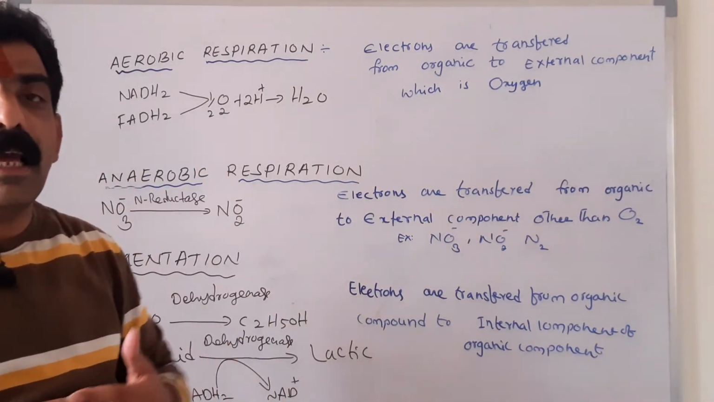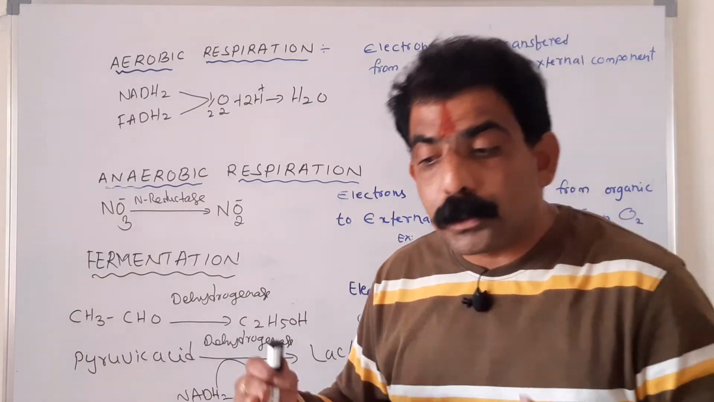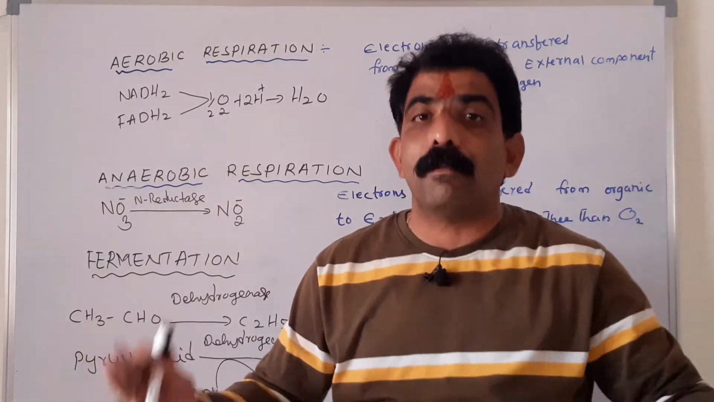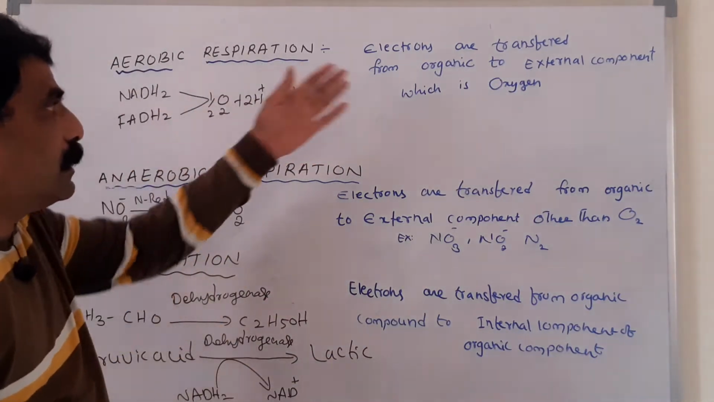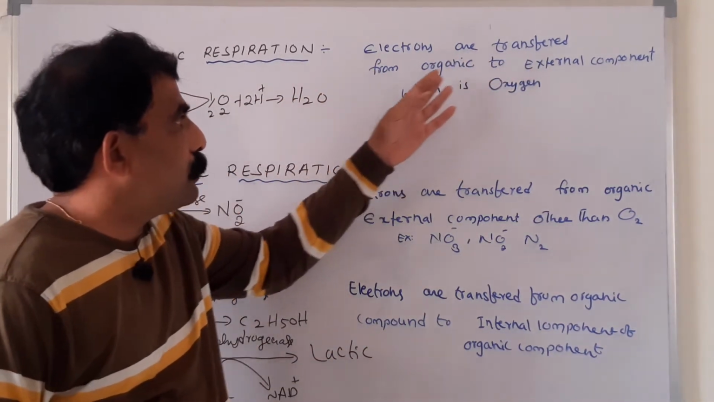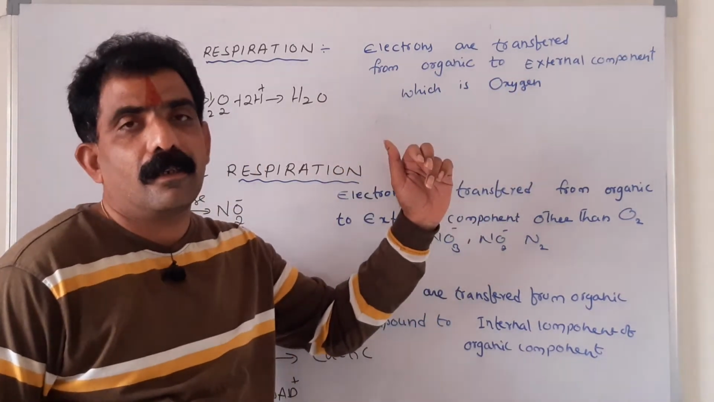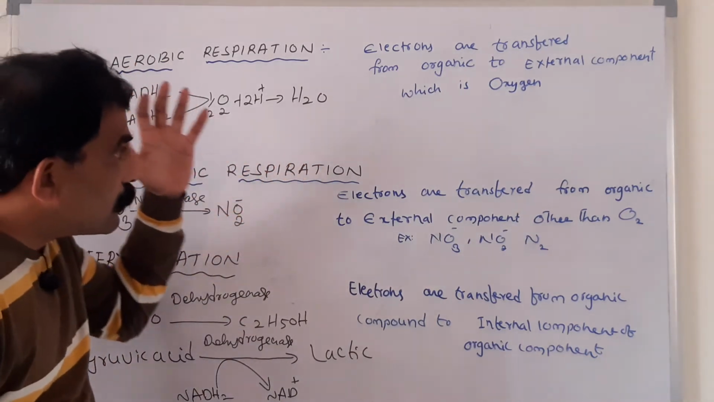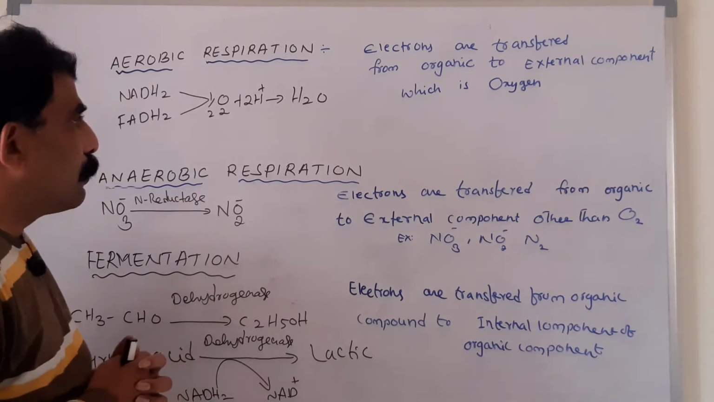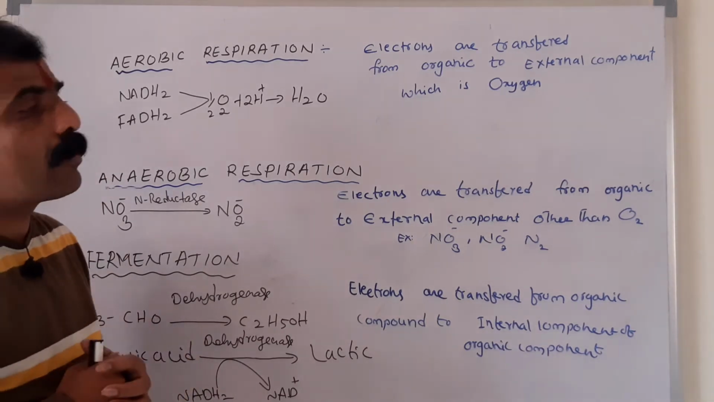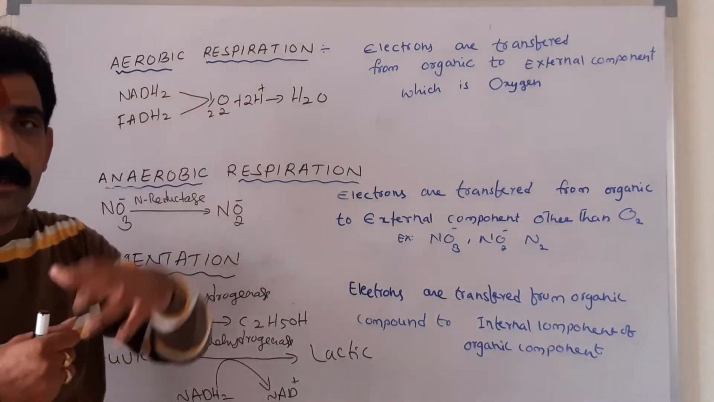So that is called aerobic respiration. Transfer of electrons from an organic compound to an external component, which is nothing but oxygen, is called aerobic respiration. So that I have written here. Electrons are transferred from organic to an external component which is oxygen. If electrons are transferred from organic to an external component, particularly oxygen, such a metabolic pathway is said to be aerobic respiration.